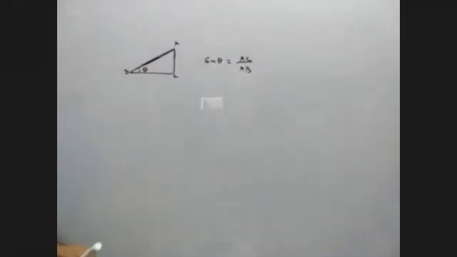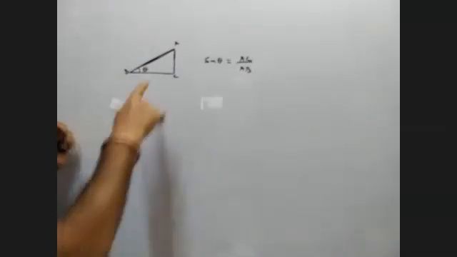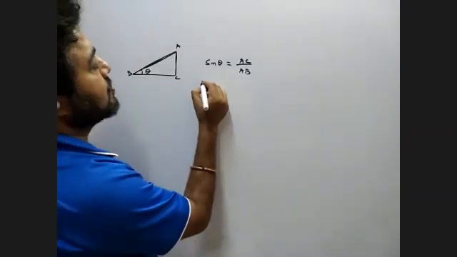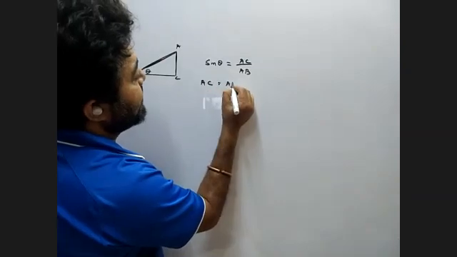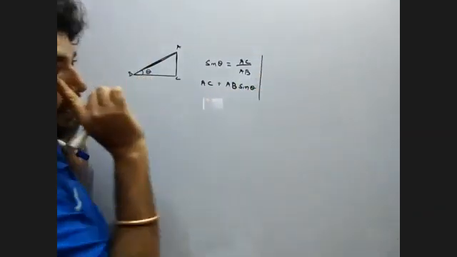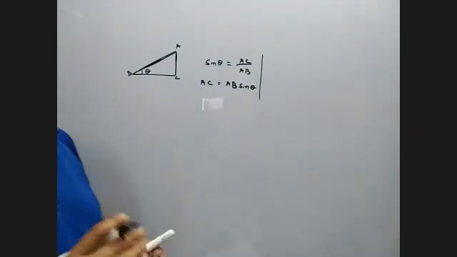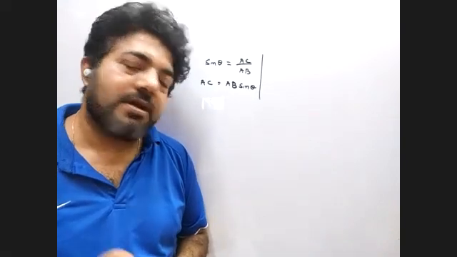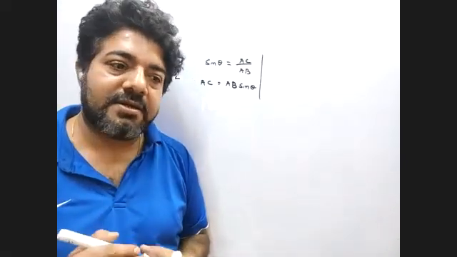Hypotenuse. So what about AC? AB sine theta. Is it okay? Do you understand, is there any problem? No, sir.